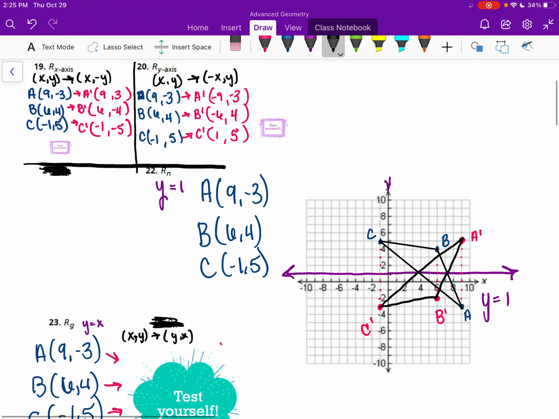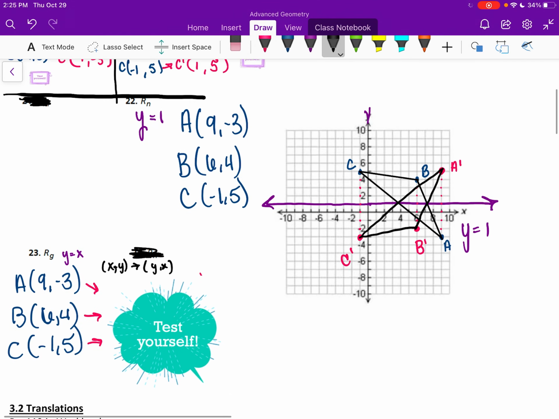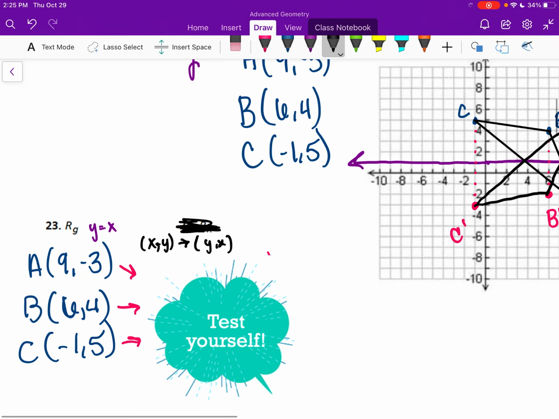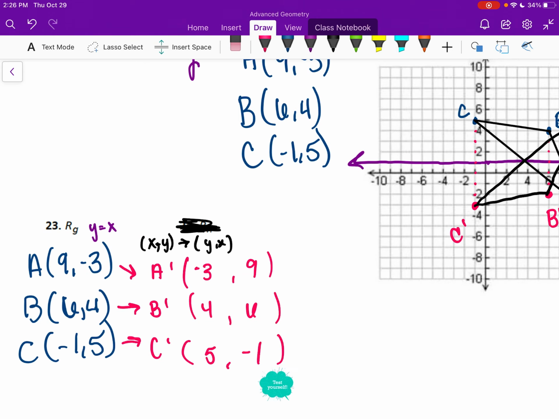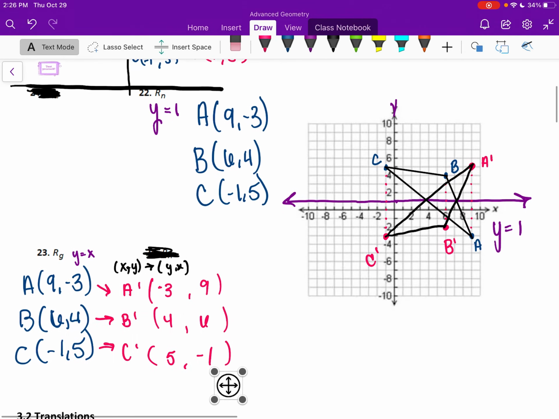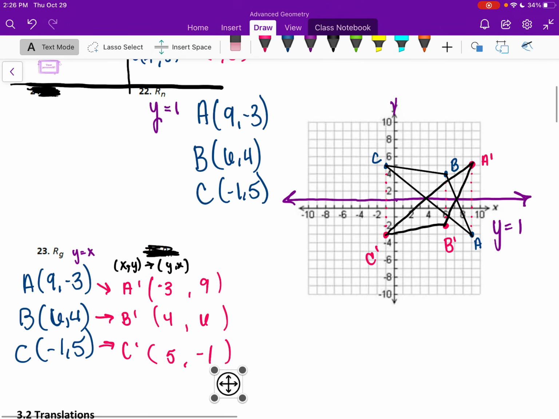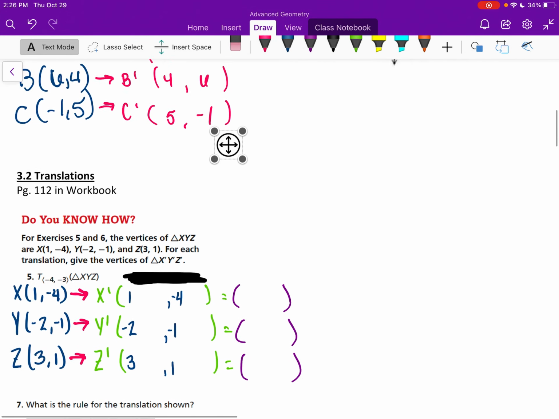All right, try another one with a rule. In number 23, it asks you to reflect over line g, which was the line y equals x. And our rule for that was when you reflect over that diagonal line, you just swap your x and your y. So it goes from x comma y to y comma x. Pause and try. Now test it out. Did you just flip the x and y? That's all you needed to do. And that was reflections. We had lots of rules for them. This one was the only one that didn't have a rule. Let's move on to translations on page 112.